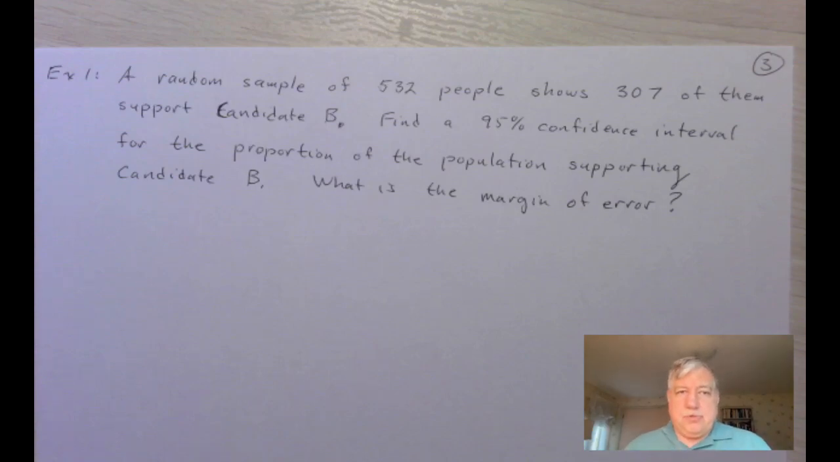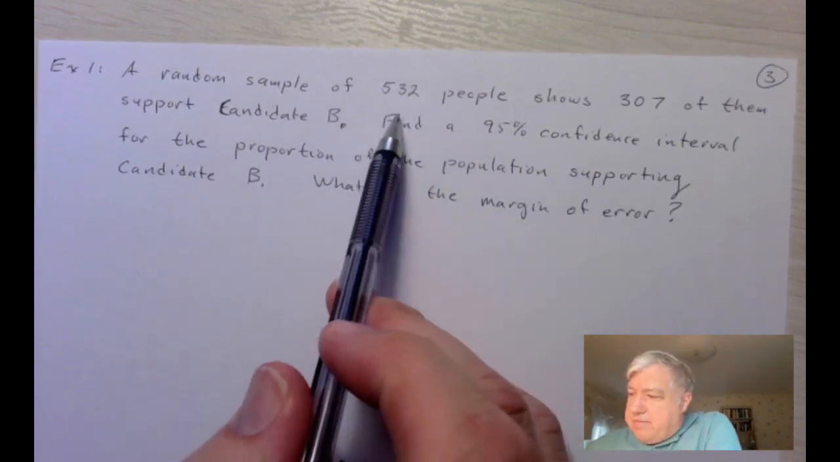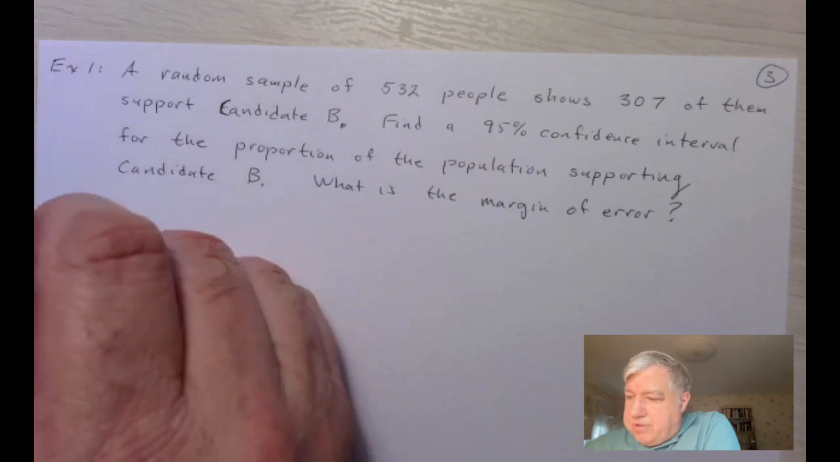Okay, so in this first example we have a random sample of 532 people that shows that 307 of them support candidate B. Find a 95% confidence interval for the proportion of the population supporting candidate B. What is the margin of error? All right. So we can see right away that our sample size is 532.